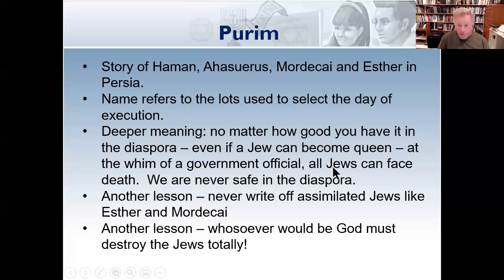I have to tell you, I feel safe living in the diaspora in this country, but I also can't quite shake the reality that Jews living in Germany in the 30s, early part of the 30s after the First World War, felt equally safe. And so there's always this underlying nervousness about our security.